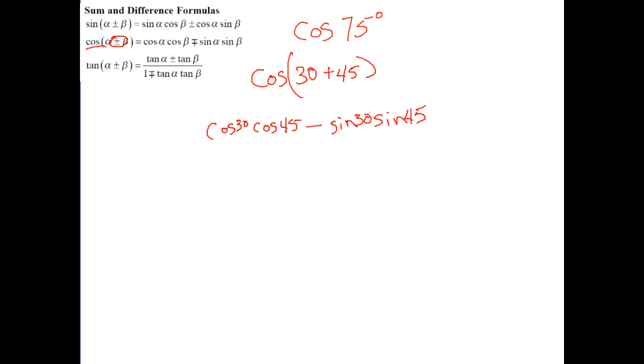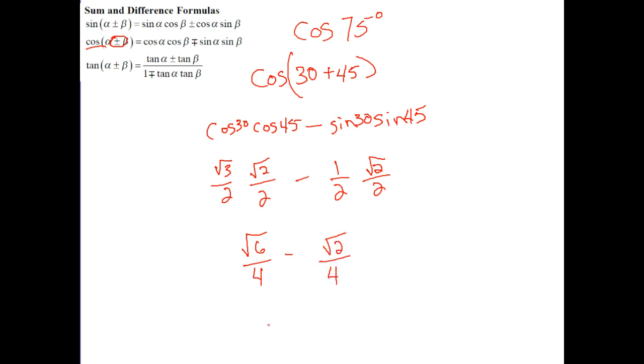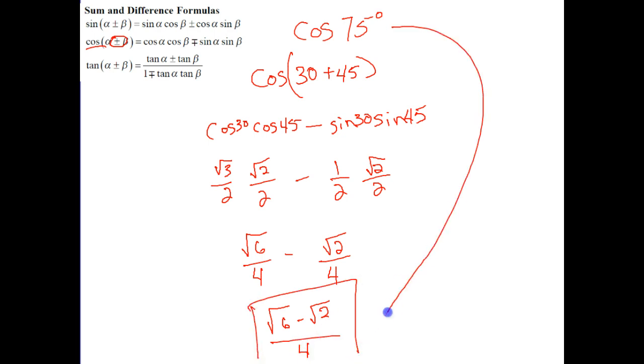And we know what these are. Cosine of 30 is radical 3 over 2. Cosine of 45 is radical 2 over 2. Sine of 30 is 1/2. And sine of 45 is radical 2 over 2. So we multiply these together, we get radical 6 over 4 minus radical 2 over 4, or radical 6 minus radical 2 all over 4. And so the exact value of the cosine of 75 is radical 6 minus radical 2 over 4.